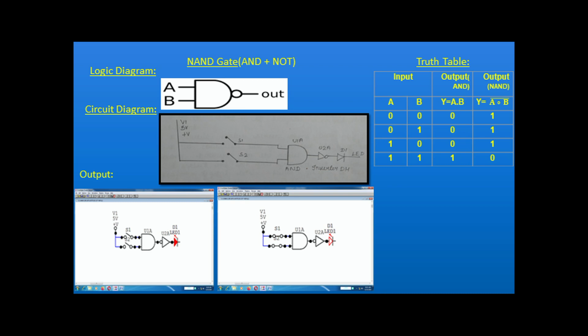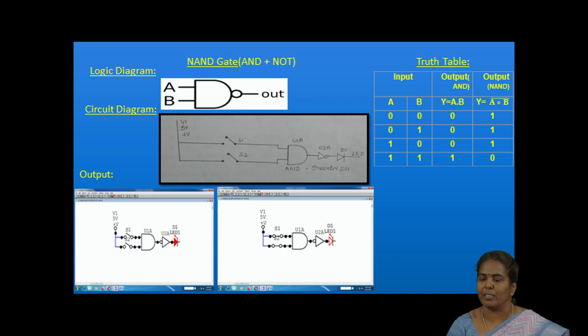We can see the truth table. First, there are the two inputs A and B: 0 0, 0 1, 1 0, 1 1. For the normal AND gate, what is the result? If both inputs are 1, the result is 1. That's it, so this is called the AND gate. So what are we going to study here? We are going to study the NAND gate. What do you mean by NAND gate? Not AND gate is called NAND gate.